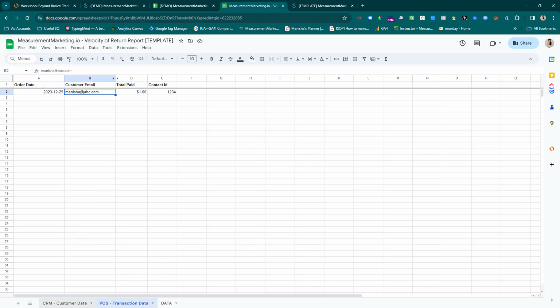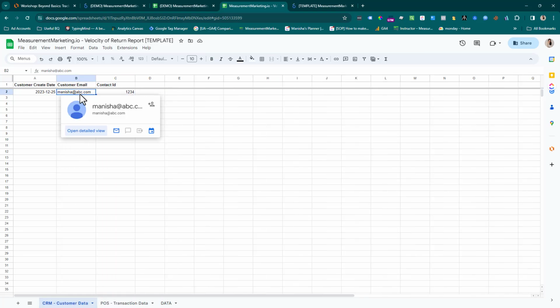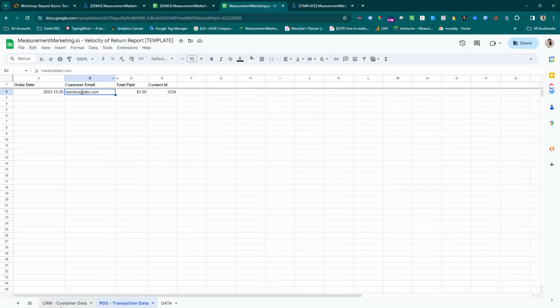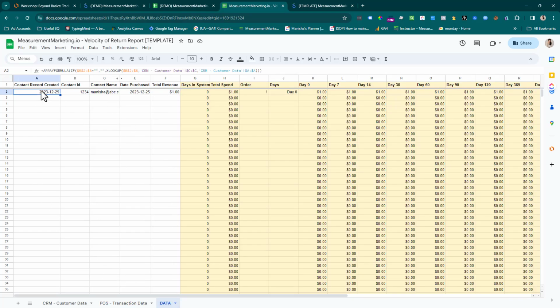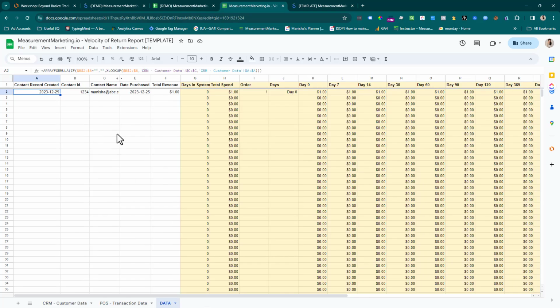And this is made up customer data. This is Manisha. This is not my email, so don't try to email me at manisha@abc.com. But you want to make sure between these two tables that you can join the customers on something, and that's usually email, right? Okay. So once you have that data in there, the data tab, the magic tab is what I called it, and these are the rows you didn't see before. But basically, this will populate. Once you have these two populated, this will automatically kind of feed itself, okay?